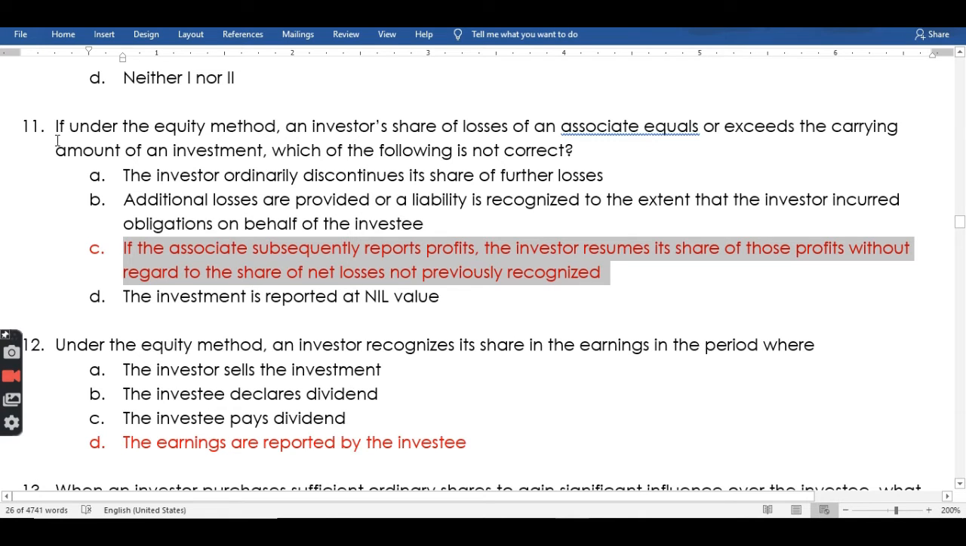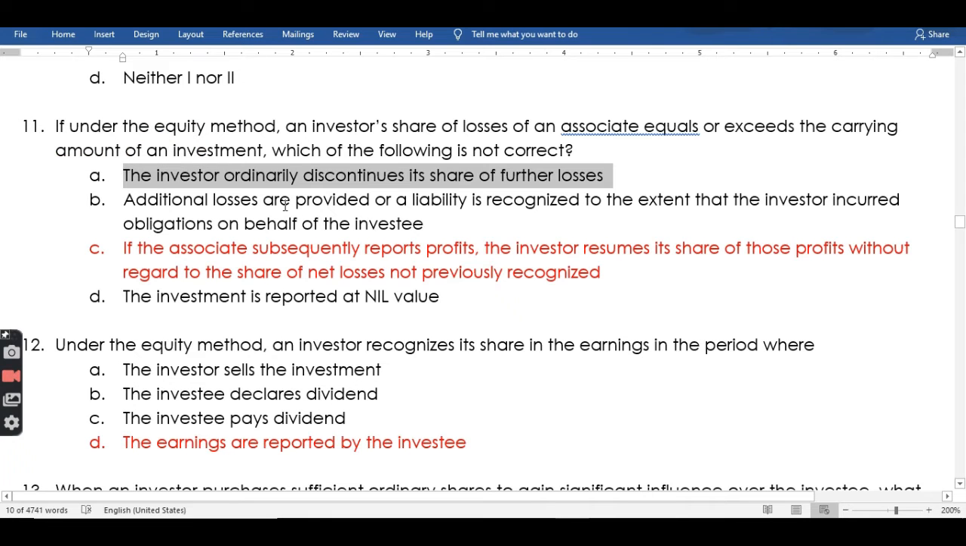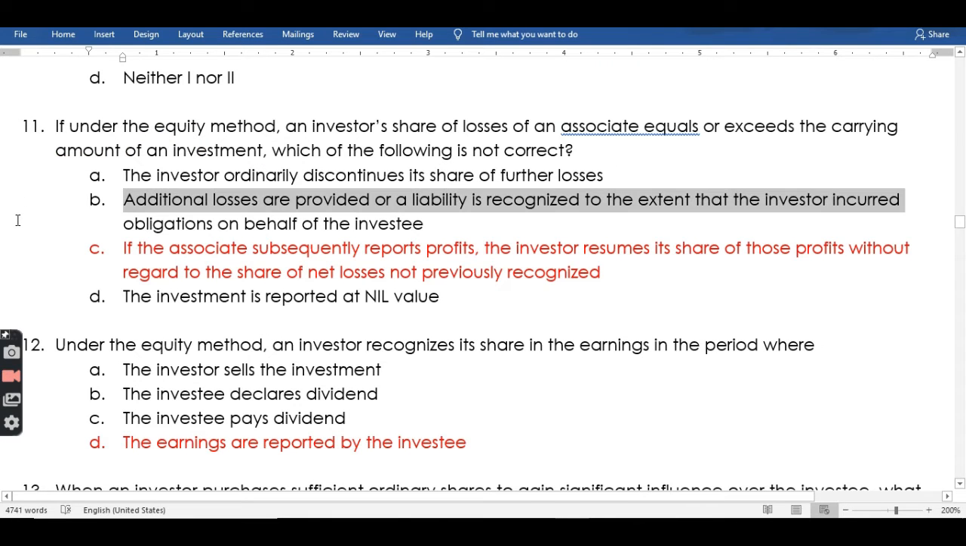Okay? So, yun yan. Kasi yung letter A, sinabi, the investor ordinarily discontinues its share of further losses. So, tama lang yun. Letter B, additional losses are provided kapag meron tayong mga na-incur na expenses or losses on behalf of the investee. Tama lang yun. Letter D, the investment is reported as zero. Tama din lang yan. So, ang mali is yung letter C.